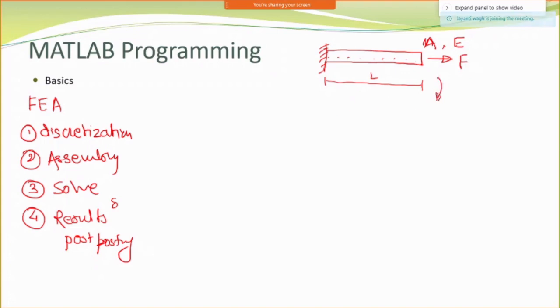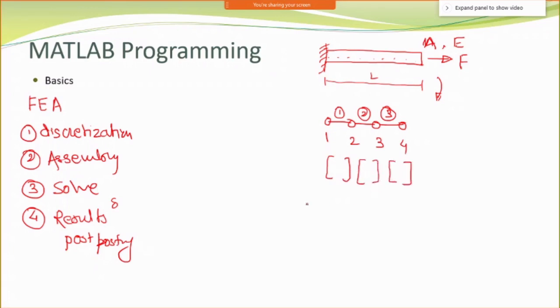Once we have done that, the next step is to discretize this into a number of elements. This is the way I can have a first element, then a second element, then a third element. I give the nodes 1, 2, 3, 4 like this. For each element, I have a matrix. This is one matrix, then I get a second matrix, then a third matrix. So these are the equations for each node and each element. That is what we did in the discretization step.